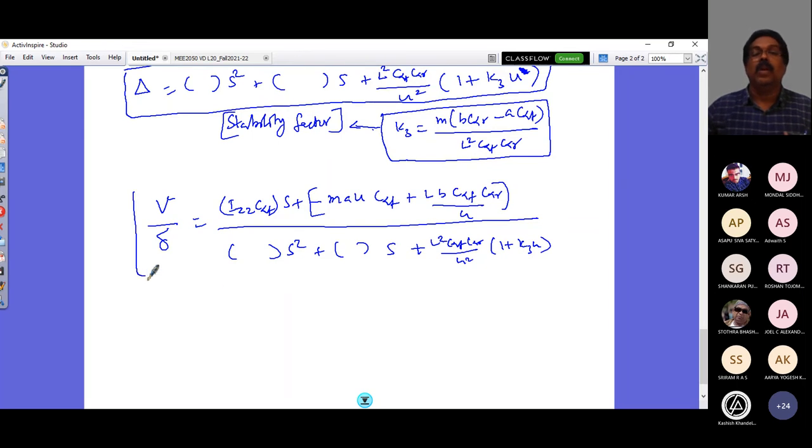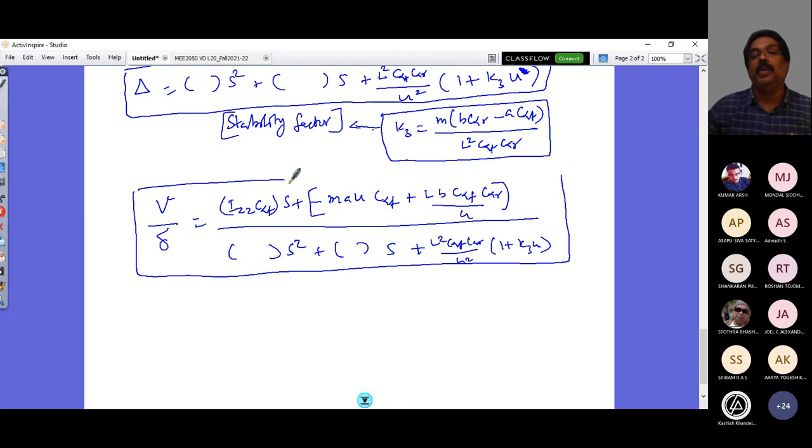This is what is called a transfer function. If I have my vehicle data given to you, I can substitute all the values here and have V by delta as an equation. The numerator is a linear equation because the order of s is one, and the denominator is a quadratic equation because the order is 2. So that's my transfer function, right?